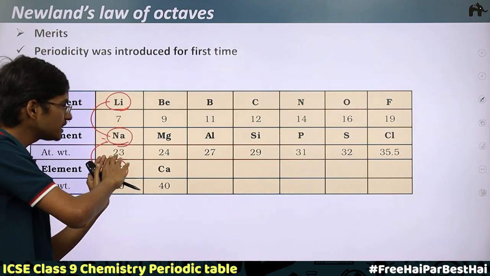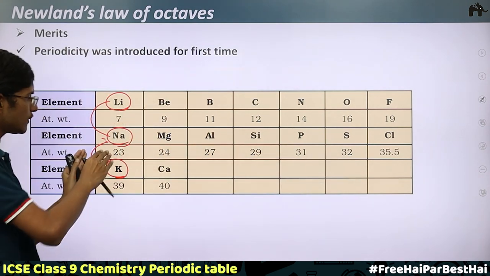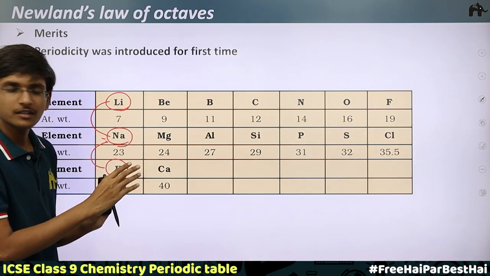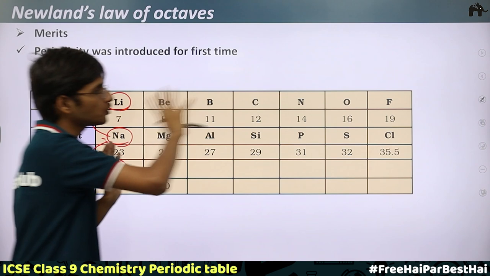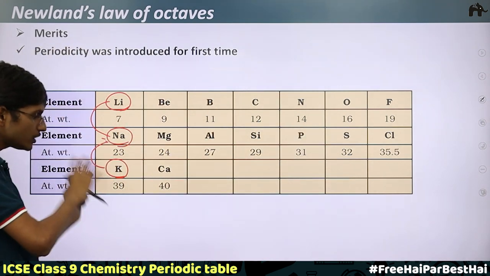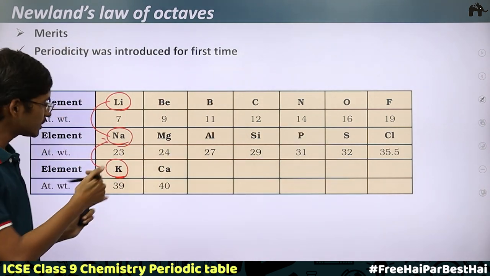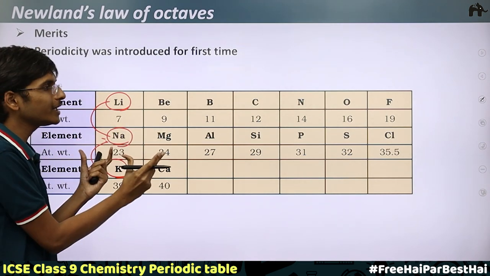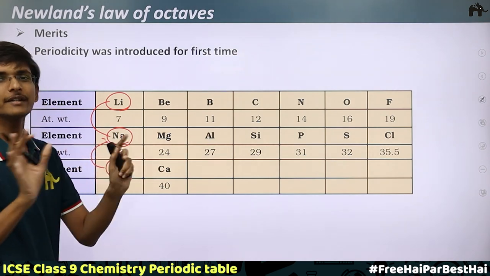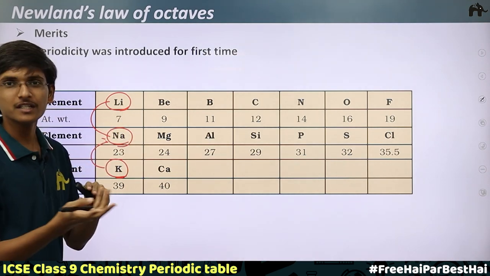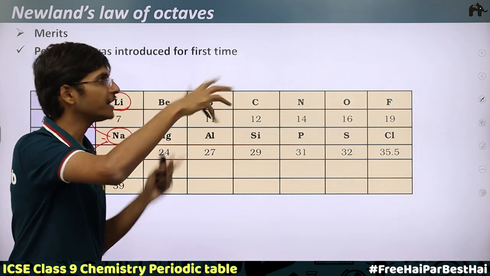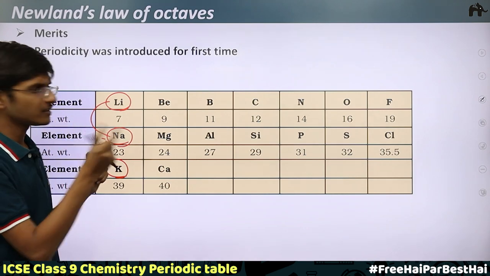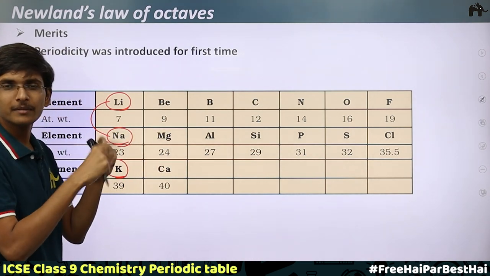After sodium, see, 23 to 35.5, if I calculate again, from 23 to 33 it's like 10, and then 35 is 12. So again, after 12 atomic masses, I found an element whose properties were the same as the first one. This interval of 12 atomic masses won't remain constant. It may change later when we study the higher versions of the periodic table. But for the first time, don't remember the 12 atomic masses repeating, don't remember that.